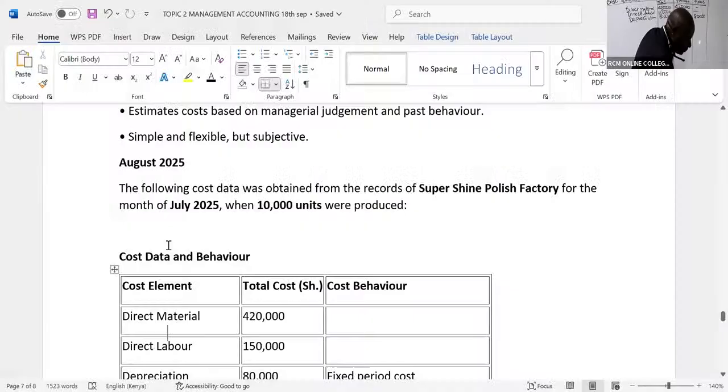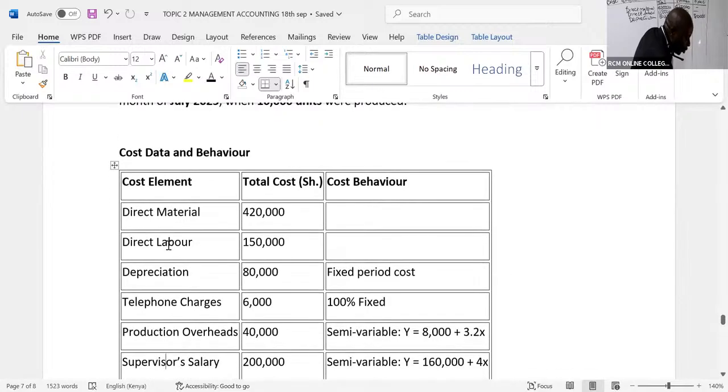All right. Then we take on the next item, which is telephone charges. The total figure is 6,000, and they have guided us very well. They're telling us everything is fixed. So nothing under variable, and 6,000 under fixed.